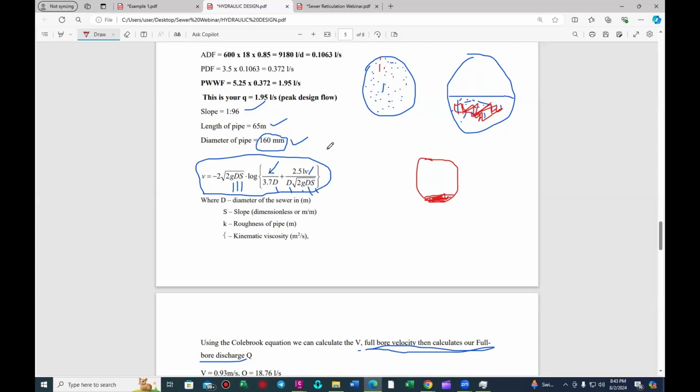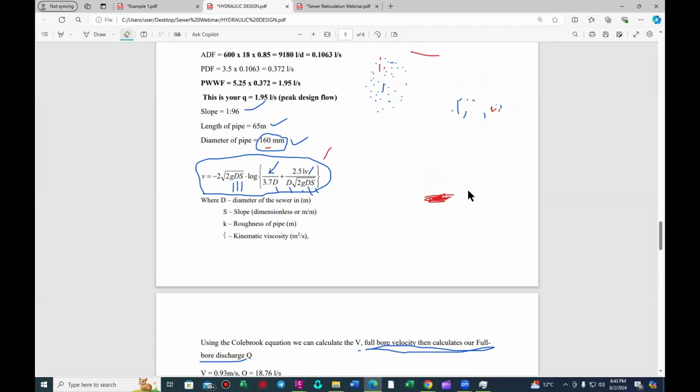So whenever we're using the Colebrook equation, this is why we're taking this D, which is the diameter. We're taking the entire D. By virtue of us taking that full D, we are making the assumption that we are analyzing this sewer at full bore. Why do we do that? Someone might ask themselves. Whenever we are analyzing our sewer, we're analyzing it at full bore because we are saying our sewer is going to reach full bore conditions at least once or twice a day. What does that mean, you guys?